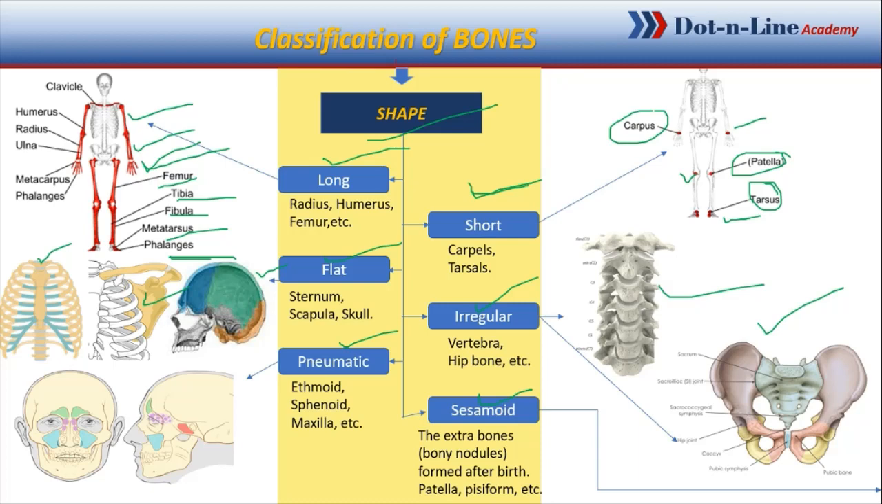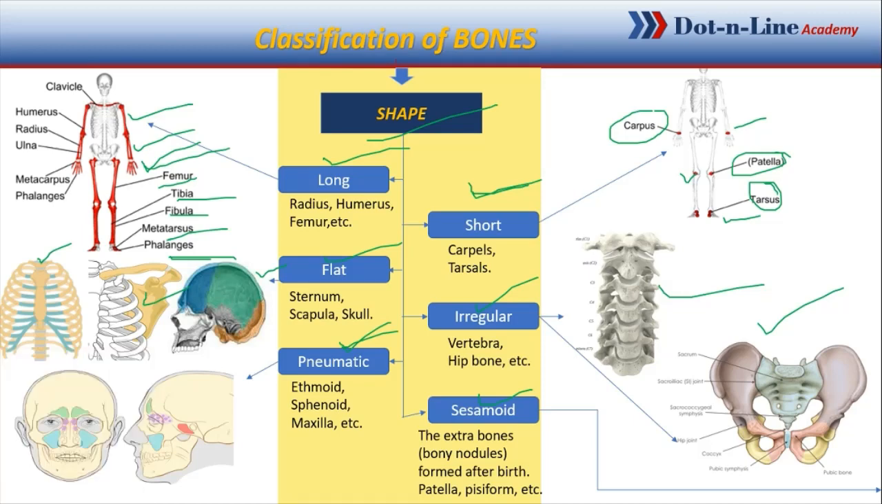Now the second last is pneumatic. Pneumatic, as the name suggests, I just told you what pneuma means. Pneuma means air. So these are the bones that will carry air inside them. Why is the air present inside them? To give lightness to that bone, to decrease the weight of that bone.